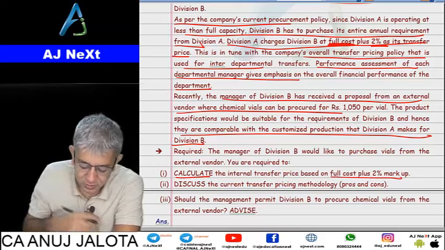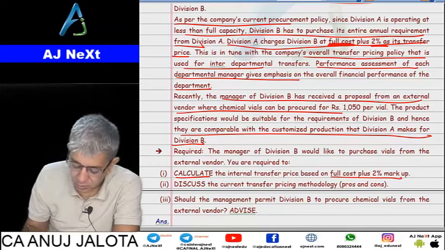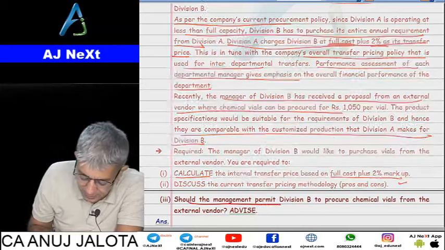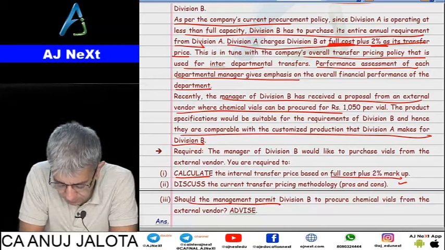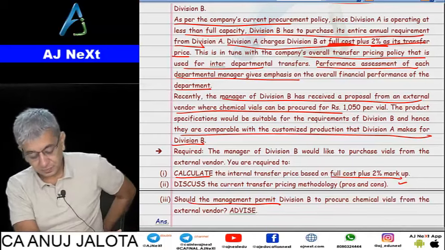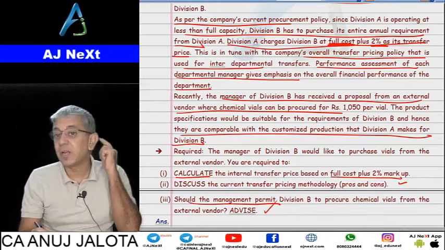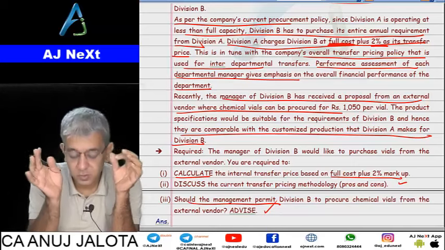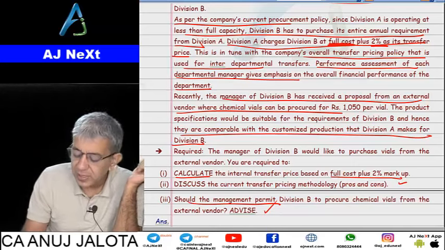Discuss current transfer pricing methodology, pros and cons. Should the management permit Division B to procure chemical vials from the external vendor? Advice. Now see, this advice, as per me, if it comes in the exam, should be asked for the highest marks. Okay, now first of all, calculate the internal transfer price.